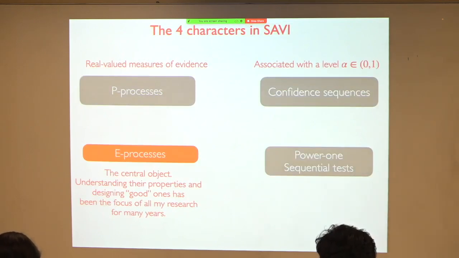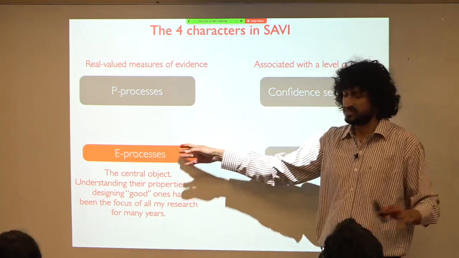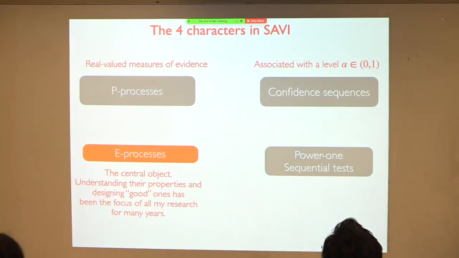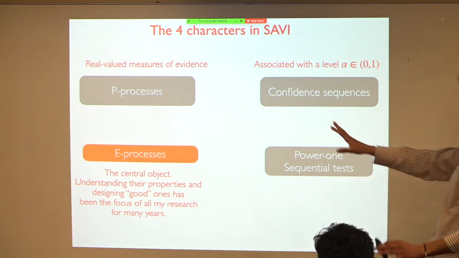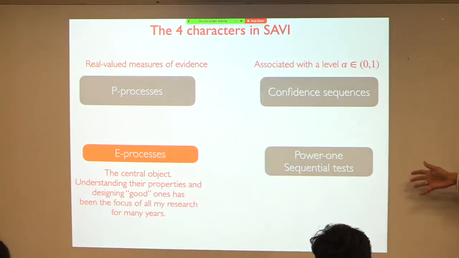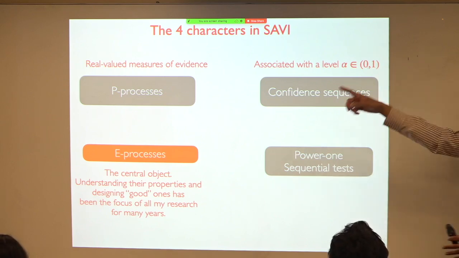So there are four characters in this sequential anytime valid inference story. Two of them are real valued measures of evidence. I defined these in the first lecture. You have these E processes, which I've defined again now, but you also have these P processes, which are on the P value scale. These are real valued measures of evidence. They don't have thresholds associated with them. But there are other notions which are associated with the level alpha. So you have 1 minus alpha confidence sequences, and you have sequential tests which have a level alpha. Okay, so these are the four.